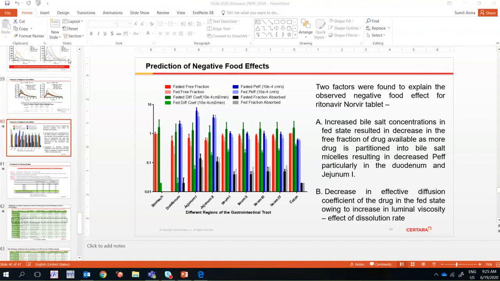But on the other side, the permeability may reduce for the reason that Samit just explained. So there is a balance between how much solubility is going to go up and how much permeability is going to be hindered. So in some cases, you may see that negative food effect. In some cases, you may not see it. So unless you consider all of these together, you won't be able to appreciate or model those.